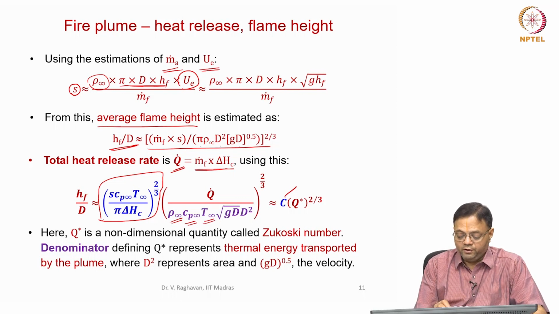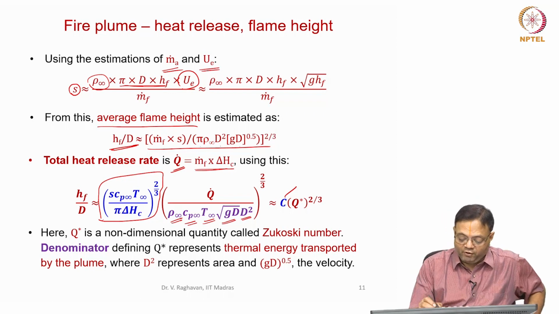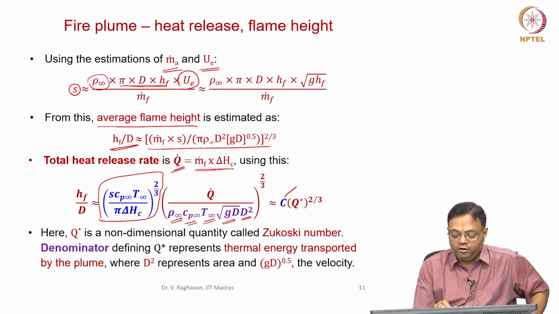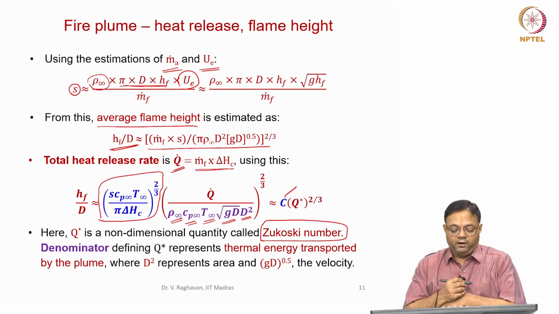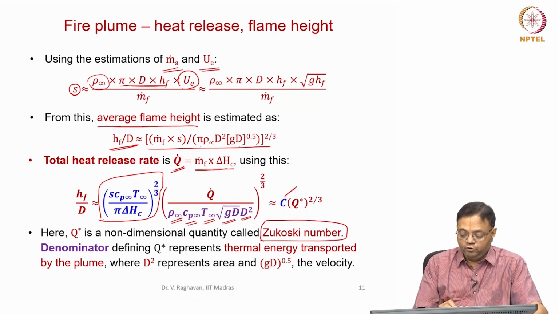But see this expression. d square is like an area, under root Gd is like a velocity, rho UA will be some mass flow rate. So m dot Cp T infinity is like some enthalpy which is carried. This term we have already seen. This Q dot divided by the enthalpy of the hot gases, we can say, is the first model we have seen. Zukoski number. Do you understand?